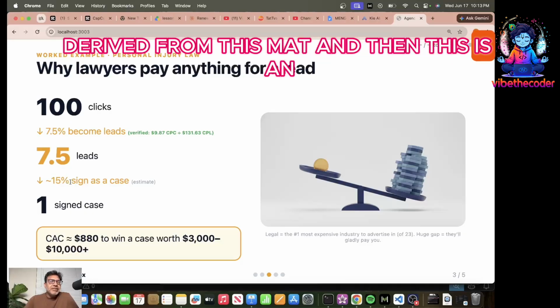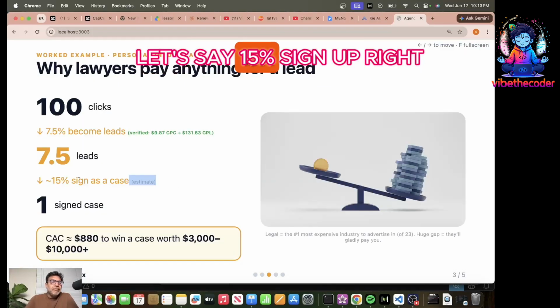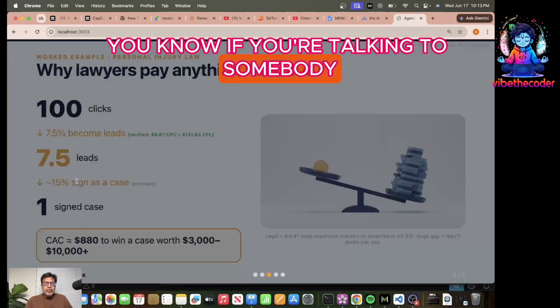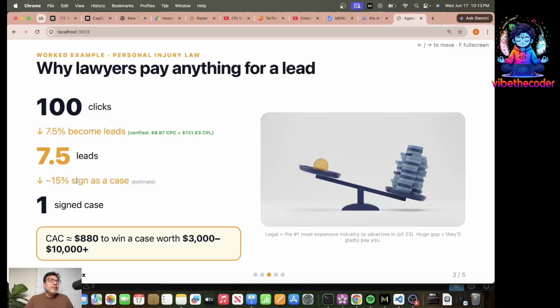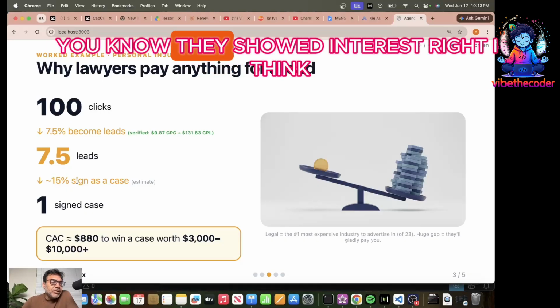And then this is an estimate. It tells you this is an estimate. Let's say 15% sign as clients. So if you're talking to about 8 leads, we expect at least 1 to convert, which is okay, because they showed interest.